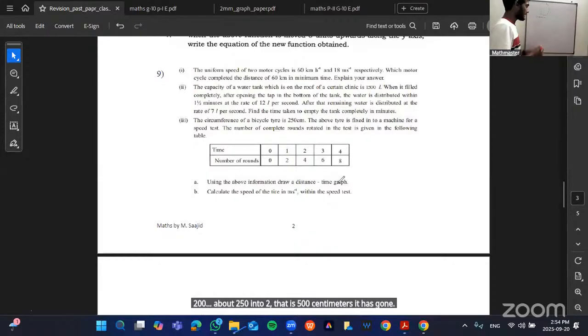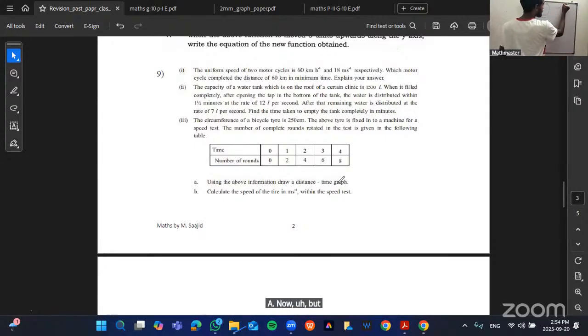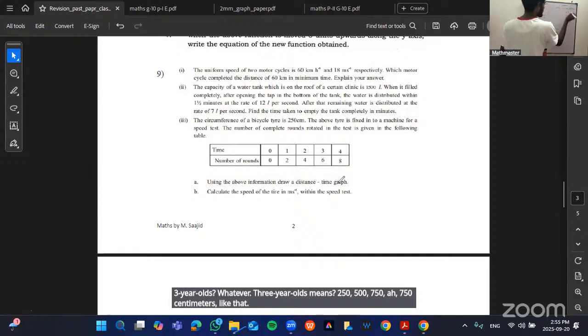It has got like that. Understood? Here, I'll name this point as A. When it goes one round, the circumference is 250 centimeters. Then when it goes 2 rounds, 1, 2, it goes 2 times. That means 250 into 2, that is 500 centimeters. 3 rounds means 250, 500, 750 centimeters. Like that, you have to write.